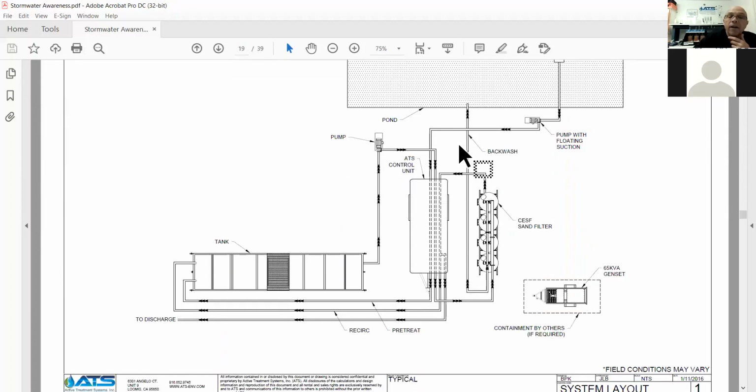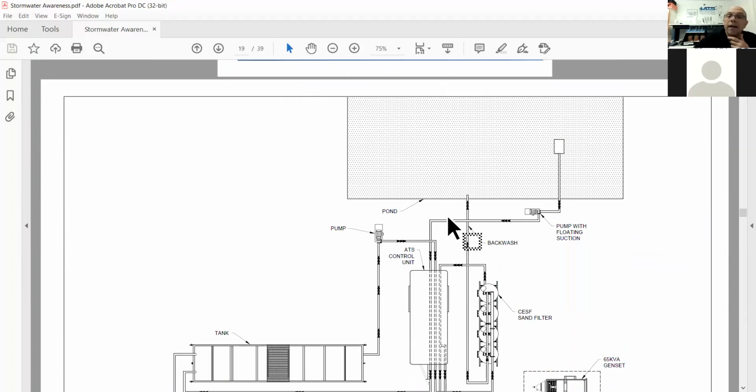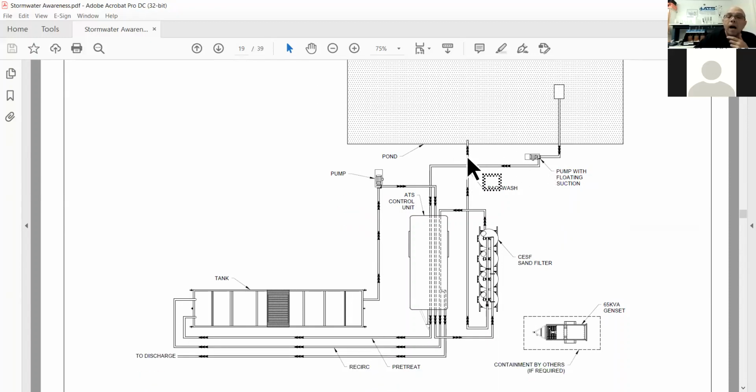And now here is a system showing a rectangle pond. Influent would be over in here. Effluent would come out of here. We're traveling through our control unit to be pre-treated, coming out, pumped, go to filters, and so on in the system.